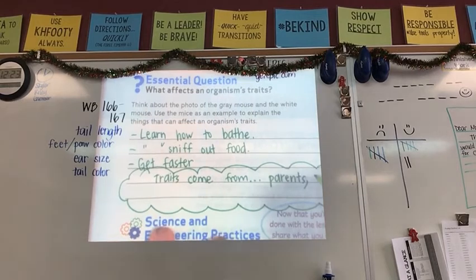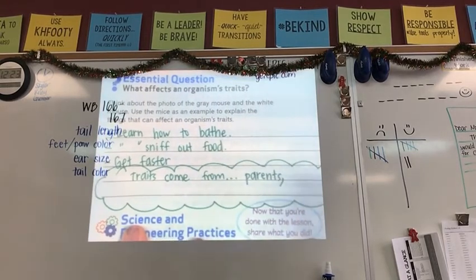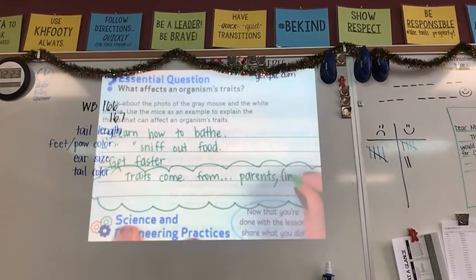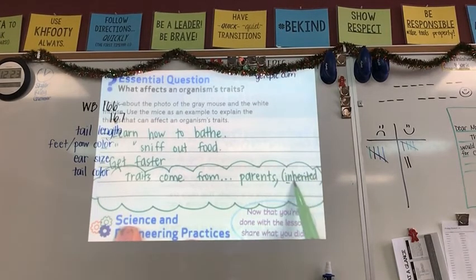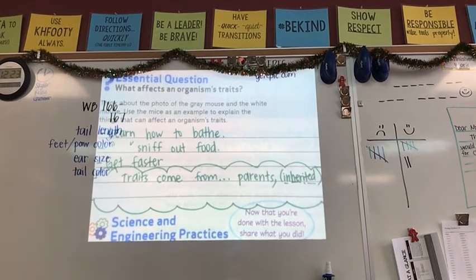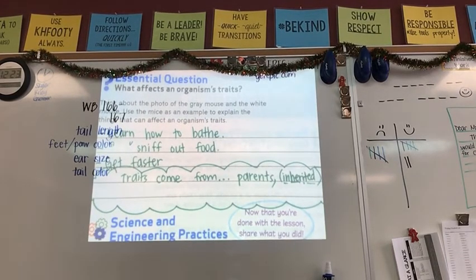Let's put after parents, would you write the word inherited so that we remember that inherited traits. So next to parents, put inherited to remember that any trait that is inherited or passed down to you is going to come from your parents. But not all traits are inherited. Some traits are learned, and we can get those from where, Brielle?